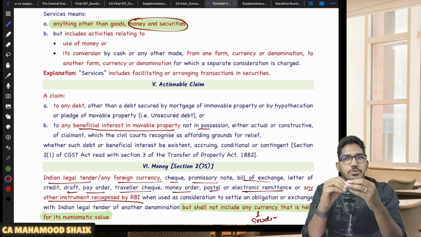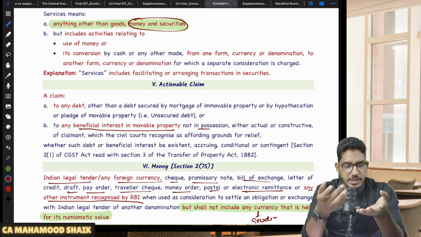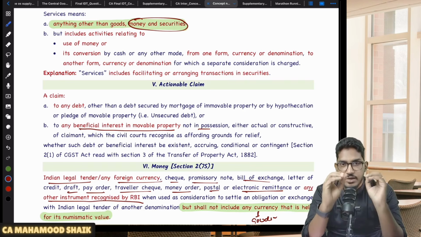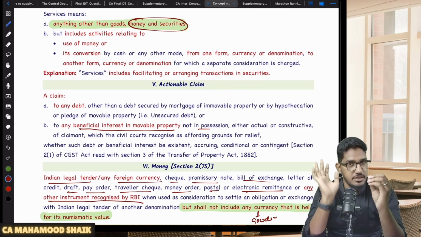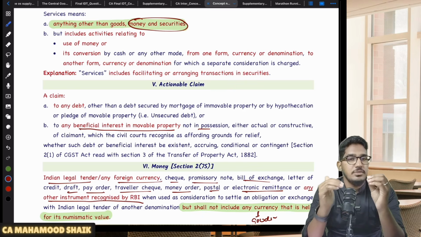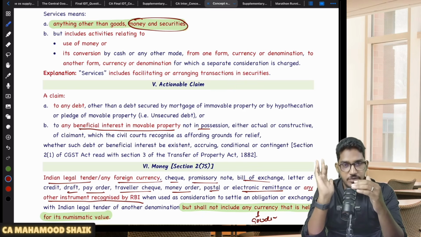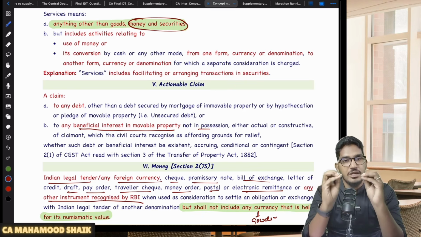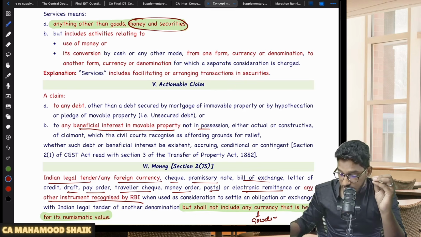If I give you more examples of actionable claims: lottery, betting, gambling, all this also will fall under actionable claims only. They have defined the term goods in such a manner that, in the definition of goods, they have specifically made us include actionable claims. So that's why actionable claims also will fall under the goods definition. So unsecured debts, lottery, betting, gambling, all this will fall under actionable claims and they will be considered as goods.